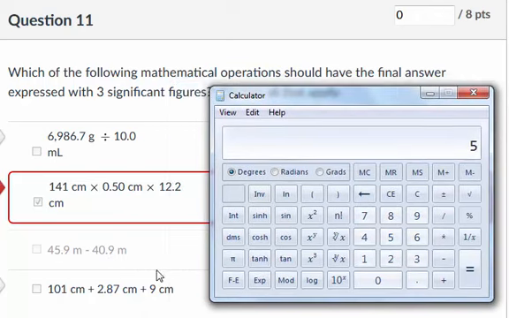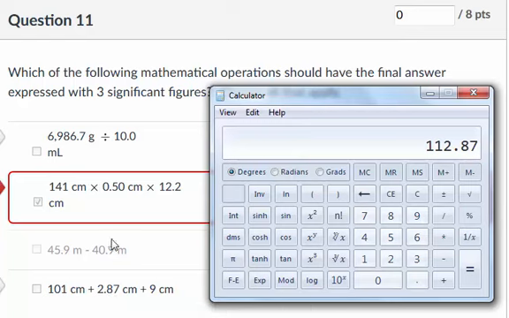Now let's look at this one here. 101 centimeters plus 2.87 centimeters plus 9 centimeters. That answer is 112.87. And since 101 doesn't have any place values or any digits after the decimal point, our final answer cannot have any place values after the decimal point. So our final answer would round to 113, which would have 3 sig figs.